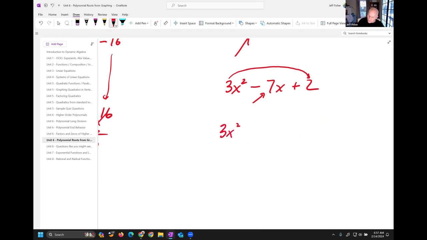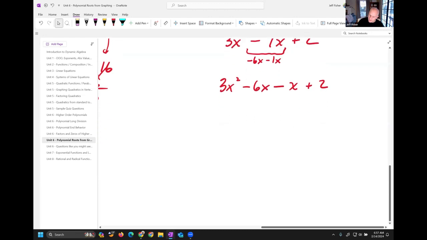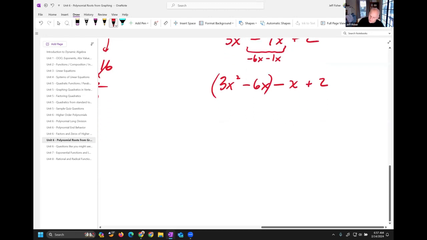Now we do it by grouping. 3x squared minus 6x minus x plus 2. So all we're going to do is rewrite this -7x as -6x minus 1x. Once we do that, we can now group the terms. Here we have 3x squared minus 6x. We can take out a 3x, and that's going to leave us with x minus 2.